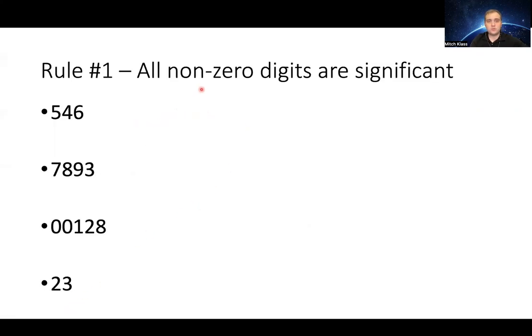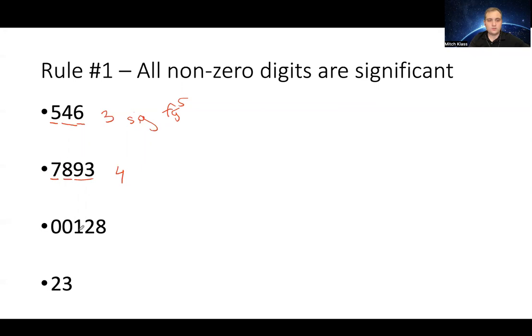All right, so let's go over a couple of the rules. All non-zero digits are indeed significant. So if we look at the number 546, we see that the 5, the 4, and the 6 are all non-zero digits. Therefore, there are 3 sig figs in that number. Now, if we look at 7,893, all of the digits in this number are indeed significant because they're non-zero digits. So therefore, I have 4 sig figs here.